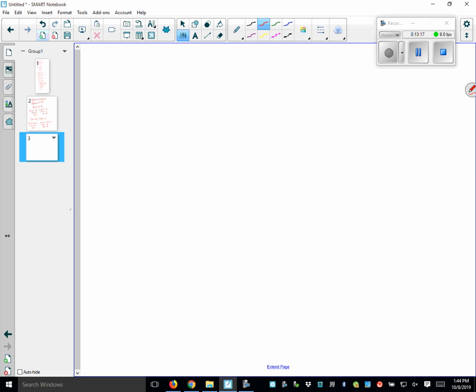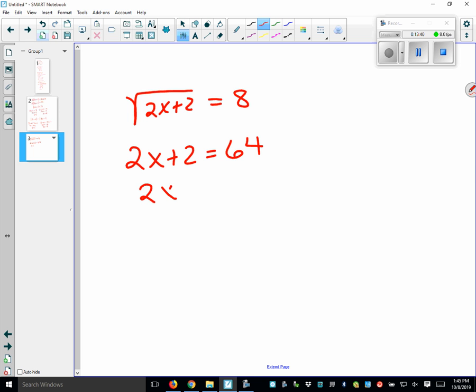Okay, so what if I have something like this? How do I solve this? Square both sides? Yes. So 2x plus 2 equals 64. 2x equals 62. X equals 31. Easy enough. Do I have to check it? Yes. Why? Because I squared both sides. Right.